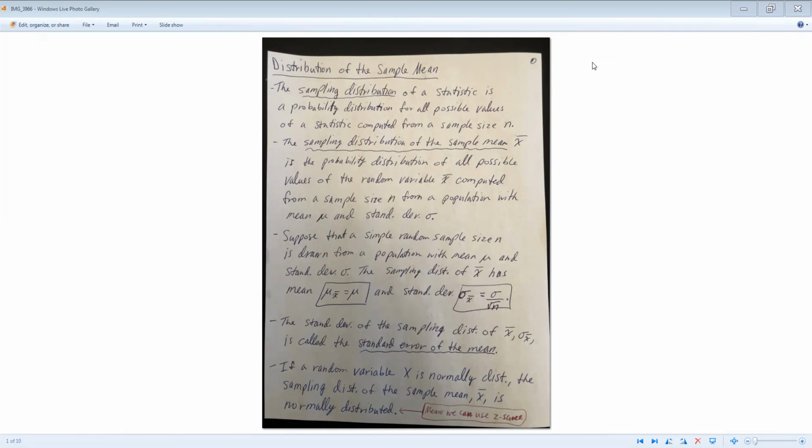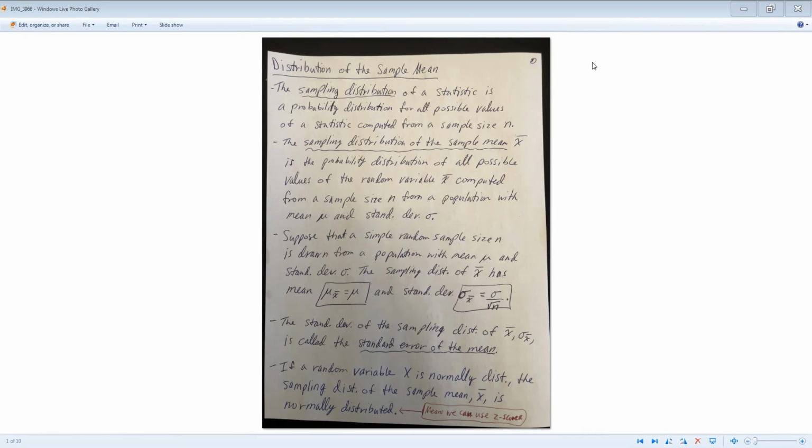The sampling distribution of a statistic is a probability distribution for all possible values of a statistic computed from a sample size n. The sampling distribution of the sample mean, x bar, is the probability distribution of all possible values of the random variable x bar computed from a sample size n from a population with mean mu and standard deviation sigma.